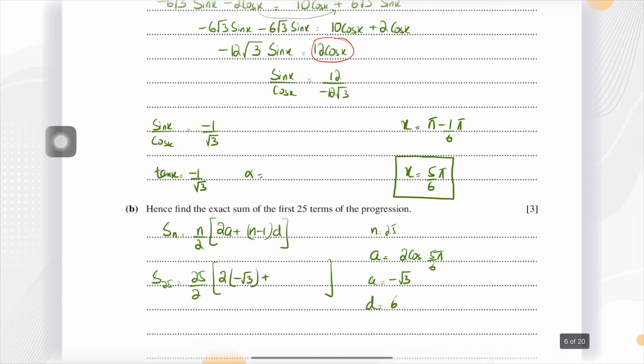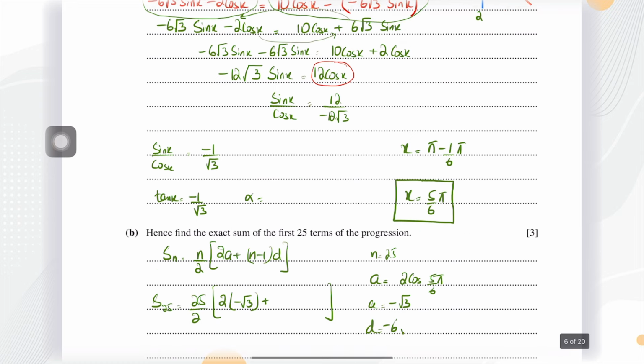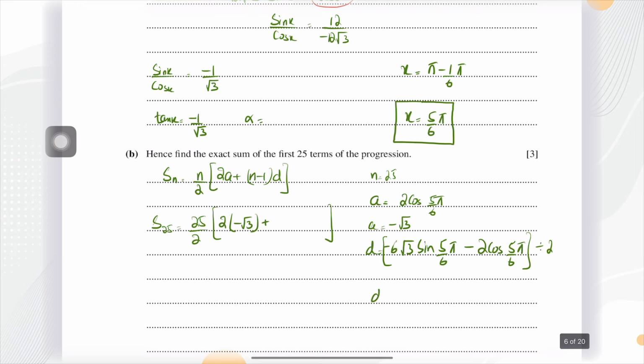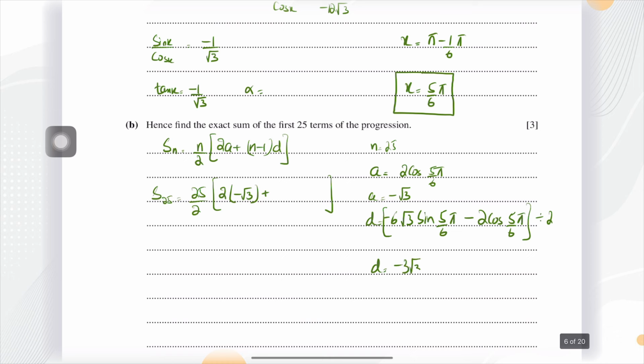So minus 6 under root 3 sine of 5 upon 6 pi, whatever that is equal to, minus 2 cos 5 upon 6 pi. And then in the end, don't forget to divide this by 2. Okay, so let's work this out. Minus 6 under root 3 sine 5 upon 6 pi. So 5 pi upon 6, close the bracket. So we're looking at minus 3 under root 3, minus 2 cos 5 upon 6 pi.